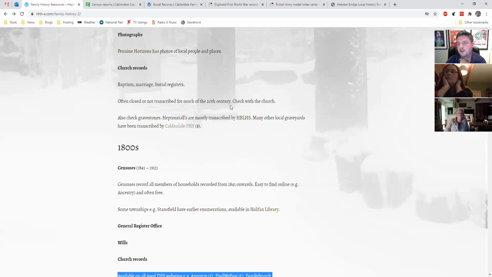So for example, the two graveyards up at Slack, the Baptist one and the one outside the church, haven't been transcribed yet. Hopefully some Family History Society will correct that in the near future. And then some others, like Wainsgate, for example, are available if you inquire with the church about who's buried there, and they'll have some of those records.